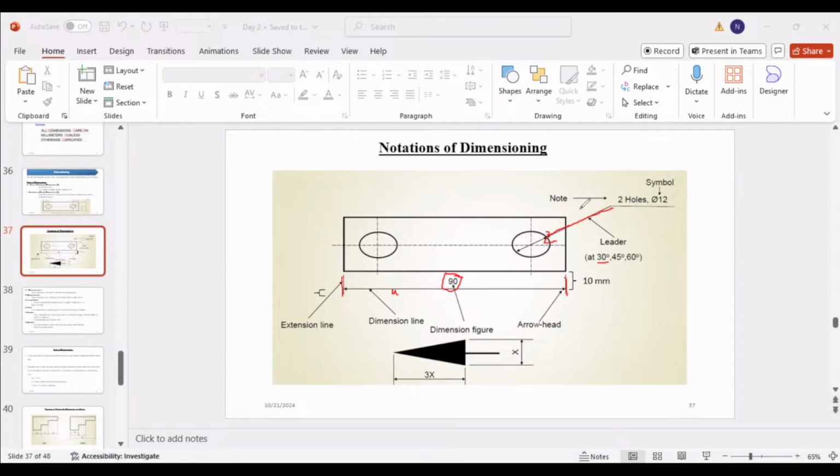So 2 holes are there and there is a symbol. It is for the, as I remember, this is the symbol for the diameter.